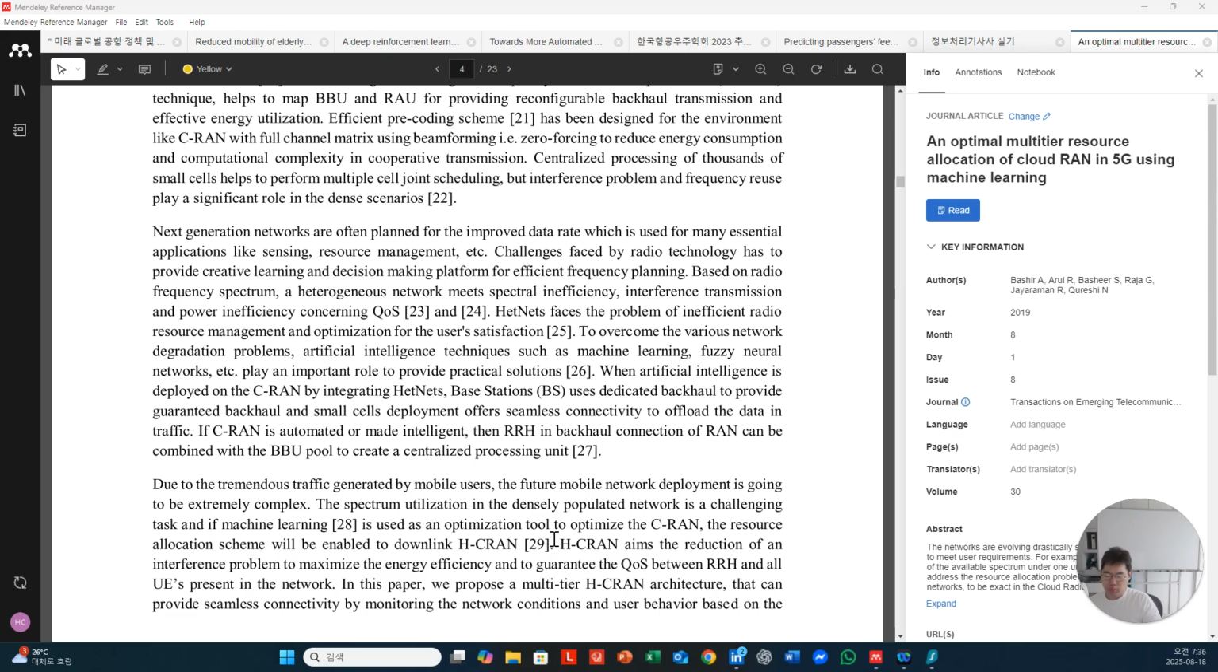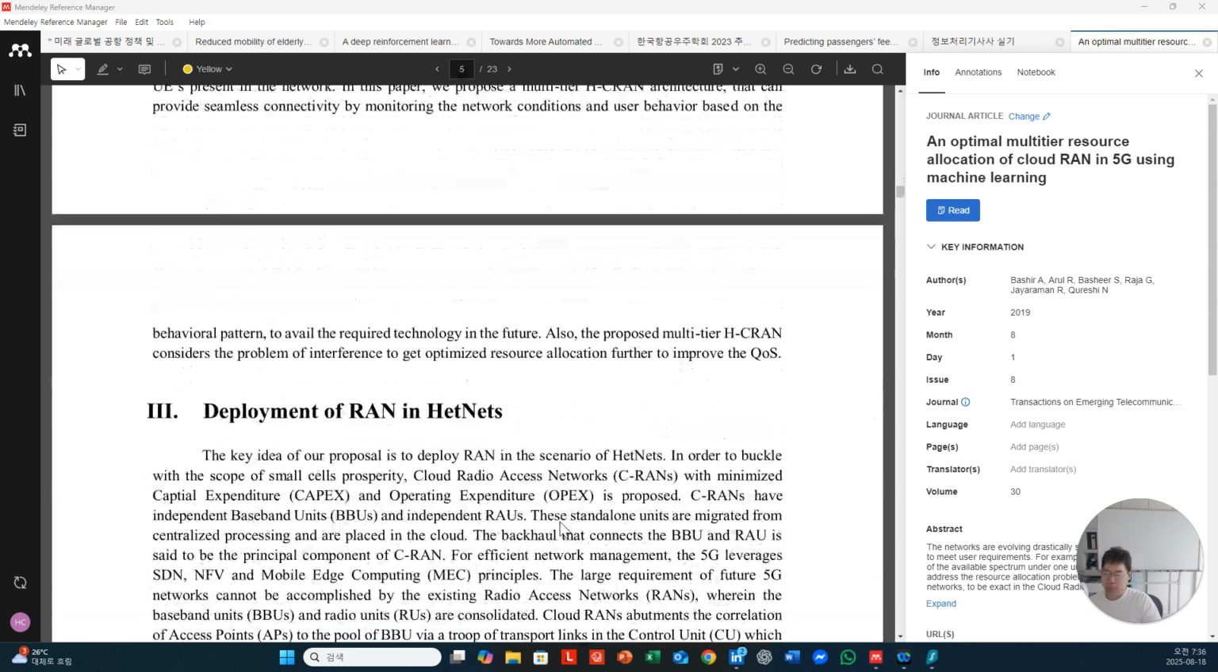In this paper, we propose a multi-tier HCLAN architecture that can provide seamless connectivity by monitoring the network's conditions and the user behavior, based on the behavior pattern, to make the required technology available in the future. Also, the proposed multi-tier HCLAN considers the problem of interference to get optimized resource allocation, further improving the QoS.